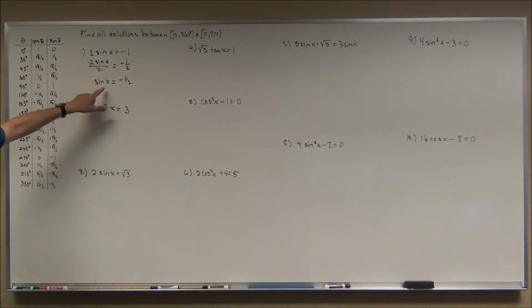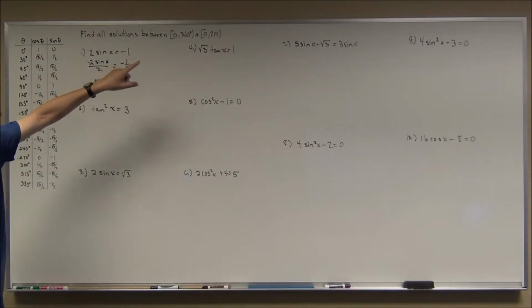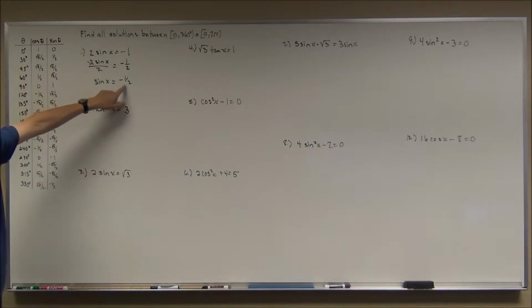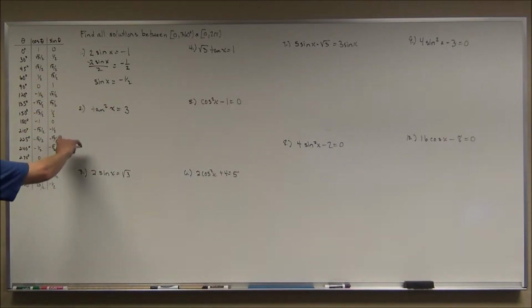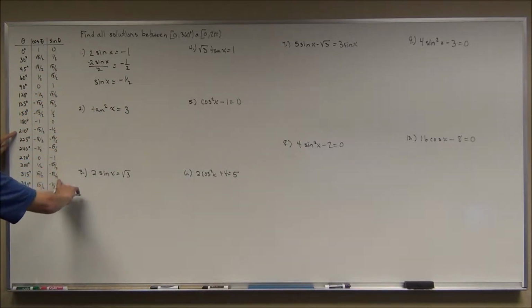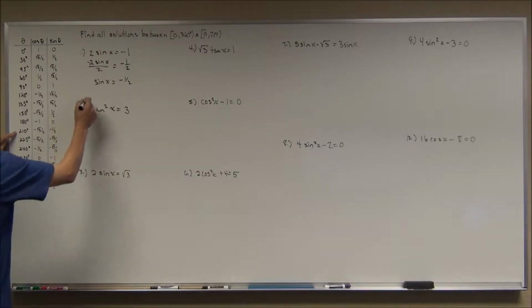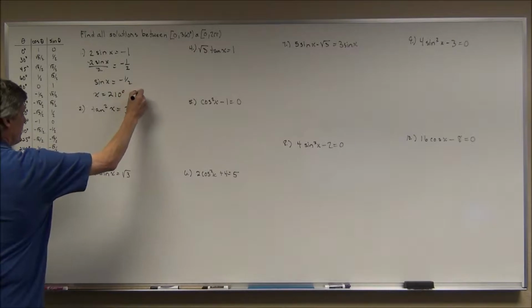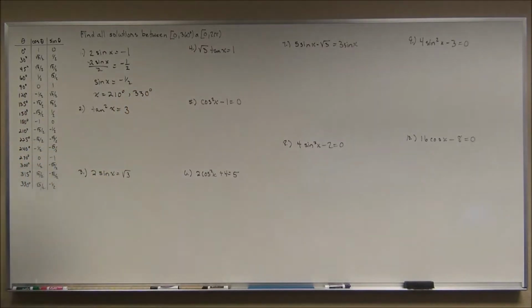Well, what angles between 0 and 360 or 0 and 2 pi? I wrote all my angles in degrees, but we could do this with radians as well. So what angle or angles have a sine function value that's negative 1/2? Well, that happens here at 210 and here at 330. So x is equal to 210 degrees, 330 degrees. Those would be the two answers.